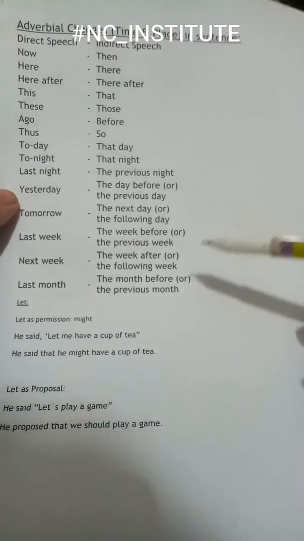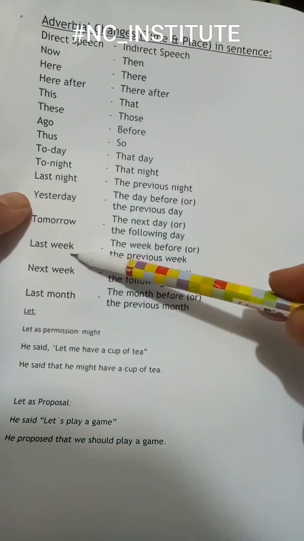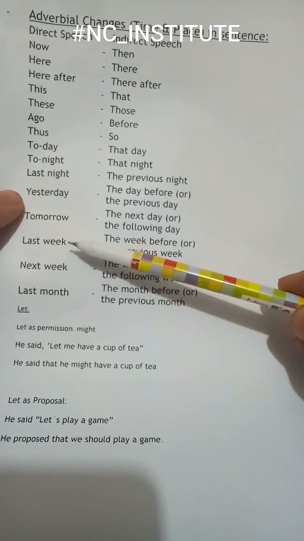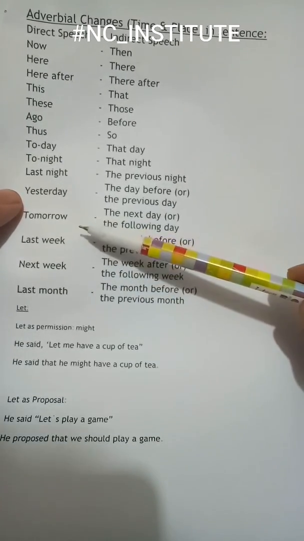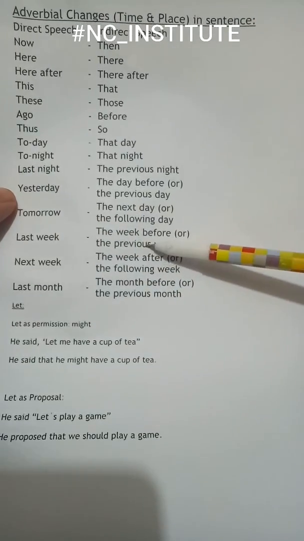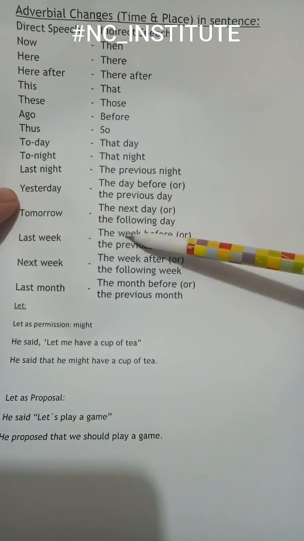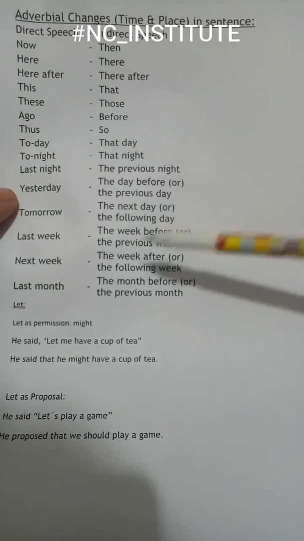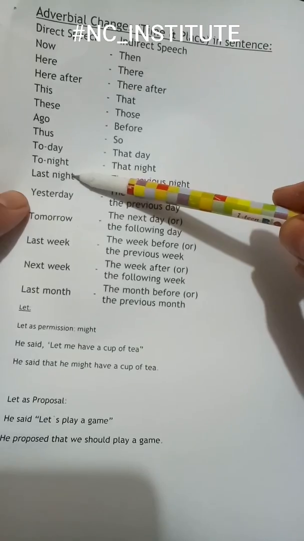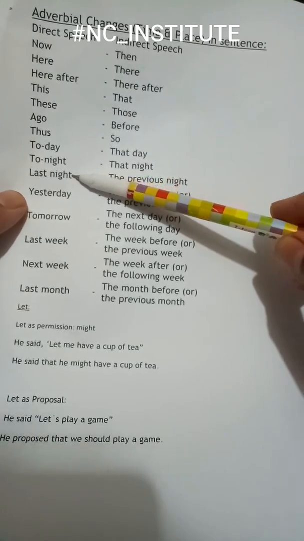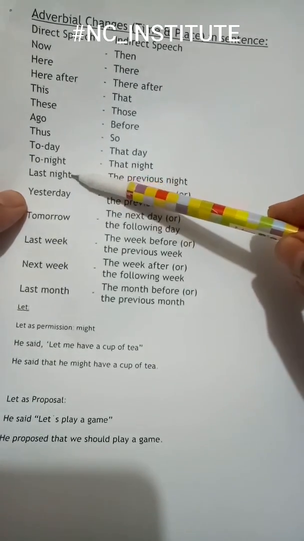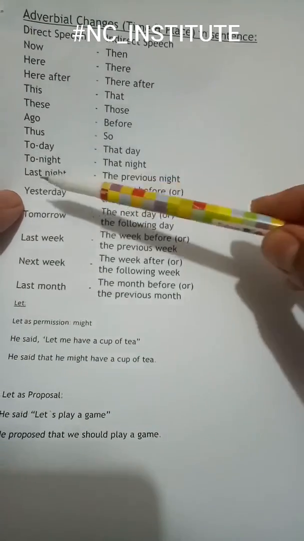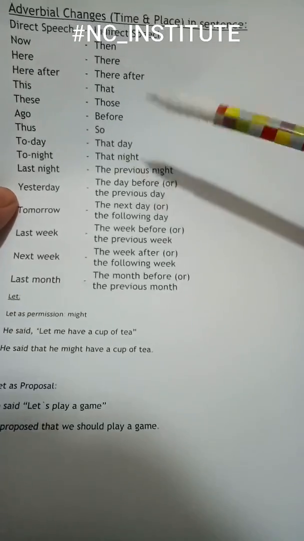Because in a sentence, what we say, I saw him last week, Rohim said. Rohim said that he saw his friend the previous week or the week before. So last week became previous week in the indirect speech. In the same way, I met her last night. That means I said that I had met her the previous night. Last night became previous night in this example.